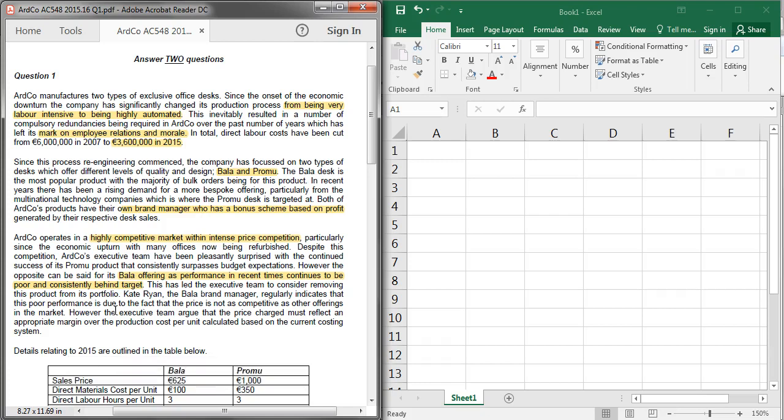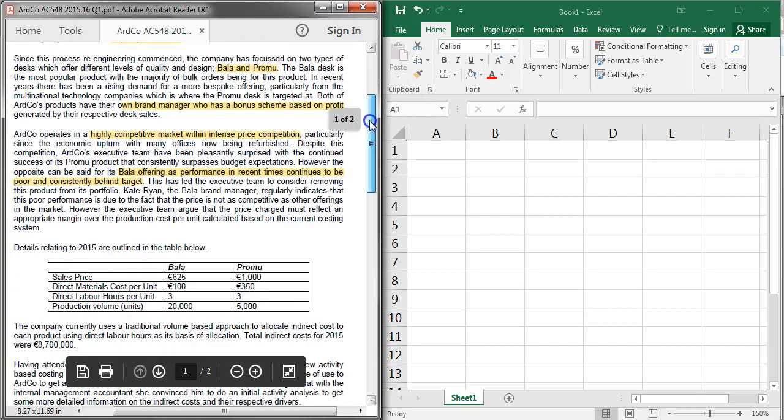However, the exec team argue that the price change must reflect an appropriate margin. So it's all well and good saying you need to change the price, but we still need to make a profit. So that's your kind of background of the question. It's gone from highly labour intensive to highly automated. We know they have 2 products and we know there's certain things going on in the organisation. So that's exam level, using the background of the question to inform your answer.